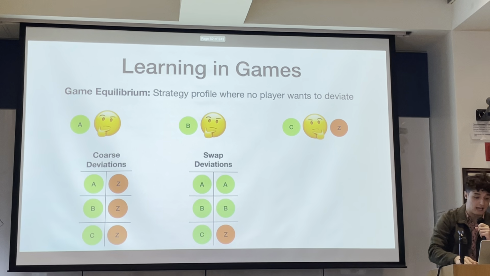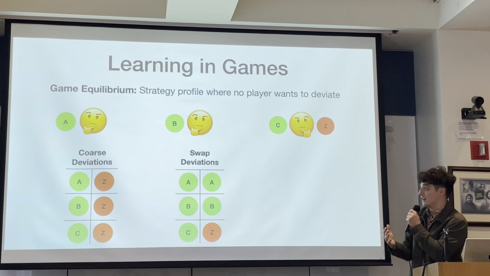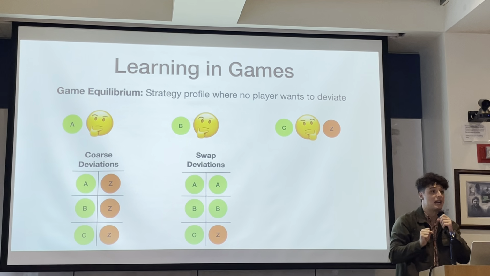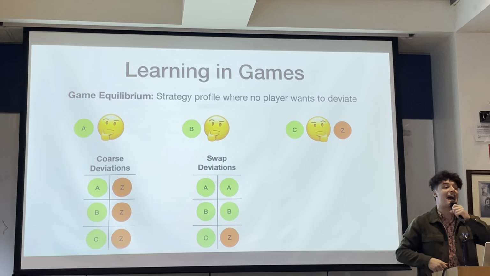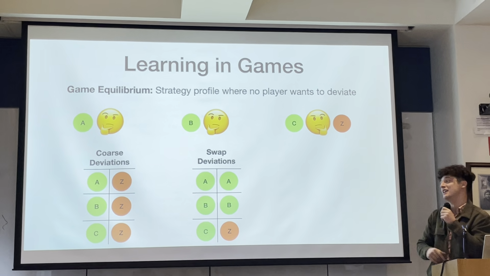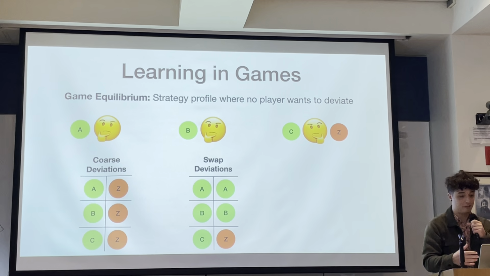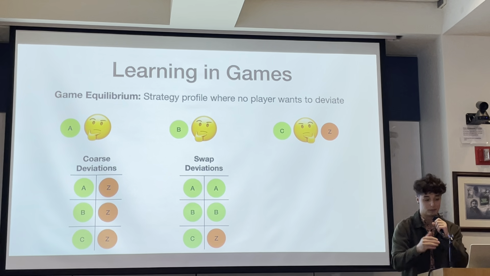But then there's also a more sophisticated type of deviation, which is a swap deviation. Essentially, when you're telling me to play A, I'm happy, I'll play A. When you're telling me to play B, I'm happy. But when you're telling me to play C, I don't know if I'm gonna listen to you. Maybe I'm gonna deviate and play this different action. So these different types of deviations are going to define the different notions of equilibrium.